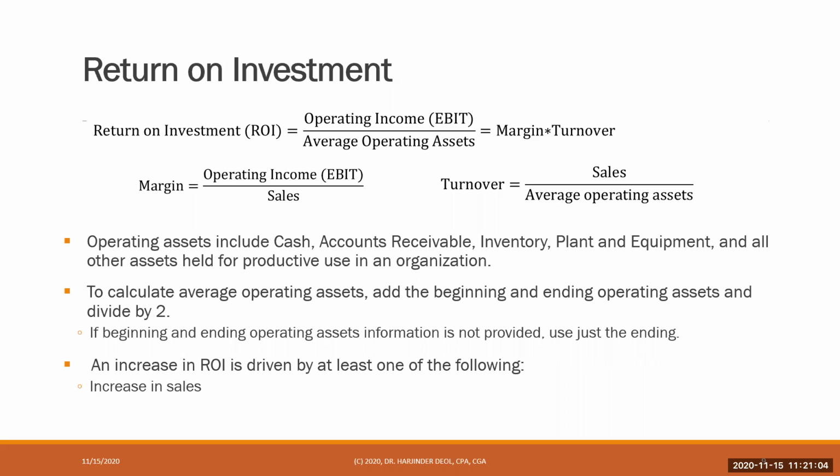Another way is to try to reduce the operating expenses. If operating expenses go down, then operating income is higher, and that would mean a higher return on investment. A third way of achieving an increase in return on investment is if we could keep sales and the operating income amounts constant, but reduce the operating assets. Lower operating assets would mean a higher return on investment as well.